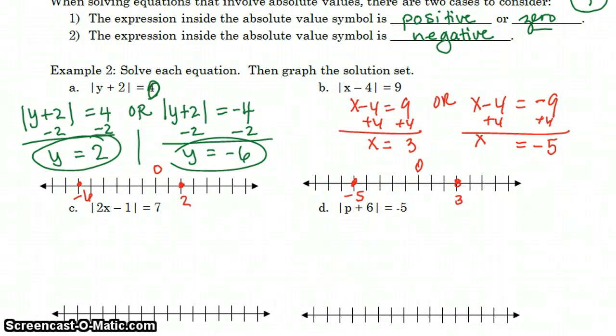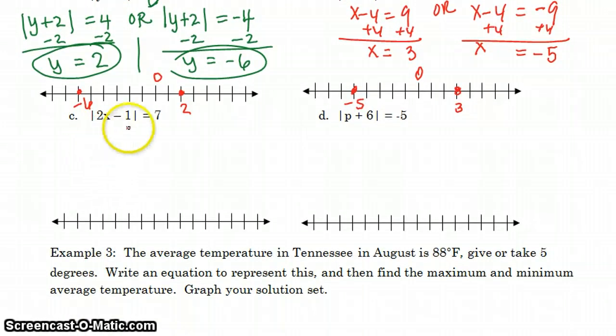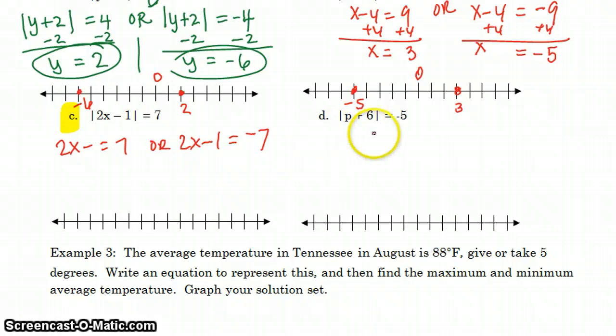All right. Now, for this problem, I'm going to let you do C on your own. I'm going to leave that one for you. You will have a 2x, but that's okay. Your two scenarios are 2x minus 1 equals 7, or 2x minus 1 could equal negative 7. I'm going to let you solve that one. But let's look at D together.